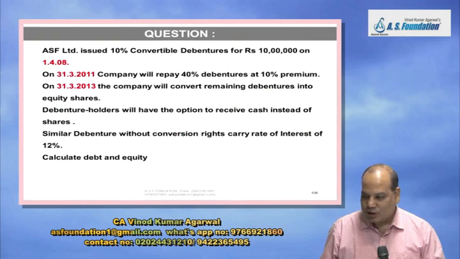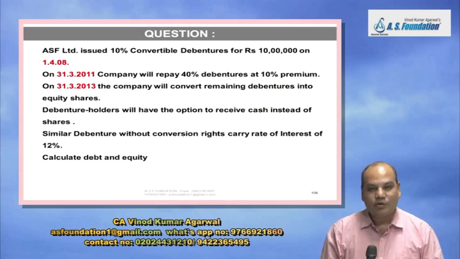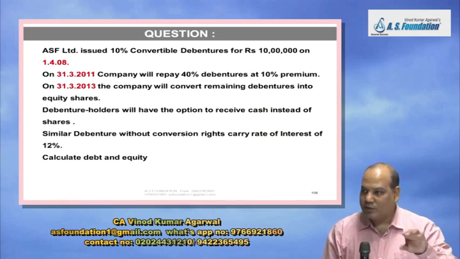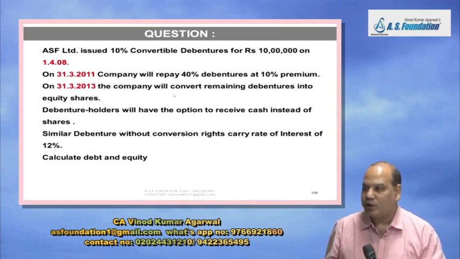ASF Limited issued 10% convertible debenture on 1/4/2008. This time I want 100% result. Okay, one more chance to prove yourself. On 31st March 11, the company will repay 40% debenture at 10% premium. On 31st March 13, the company will convert the remaining debenture into equity shares. So it is a partly convertible debenture. 40% will be redeemed, 60% will be converted.